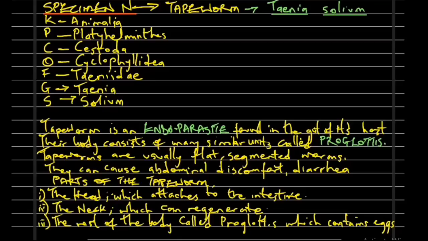So let us move to the next specimen. Specimen O. And our specimen O is a roundworm. Now looking at the roundworm, we talk about its classification as well. So starting with its classification, we say that it belongs to the kingdom Animalia.